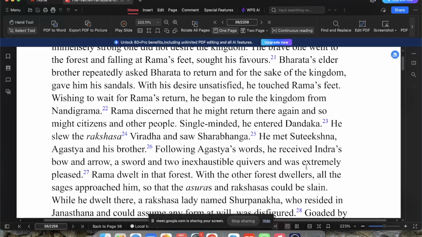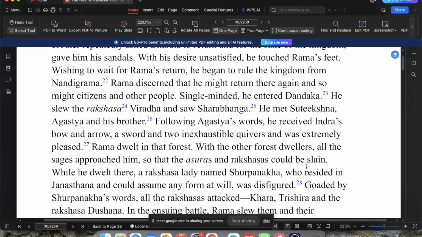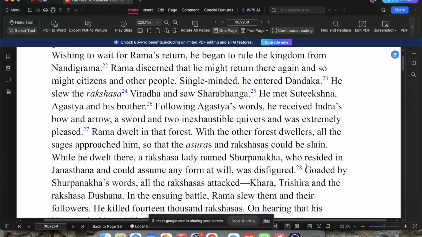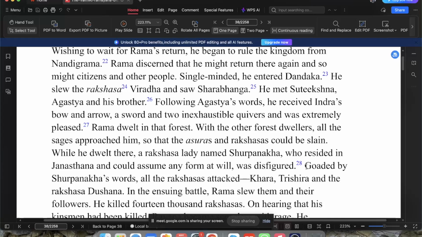Single-minded, he entered Dandaka. He slew the Rakshasa Viradha and saw Sharabhanga. He met Sutikshna, Agastya and his brother. Following Agastya's words, he received Indra's bow and arrow, a sword and two inexhaustible quivers, and was extremely pleased. Rama dwelt in that forest. With the other forest dwellers, all the sages approached him so that the Asuras and Rakshasas could be slain.